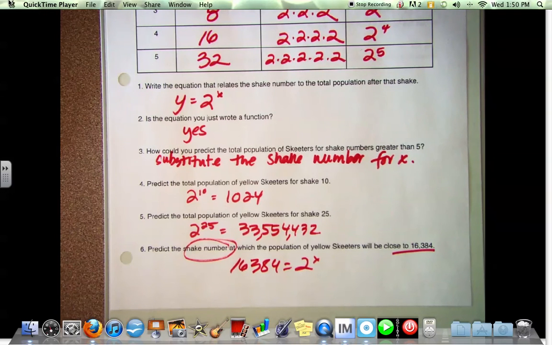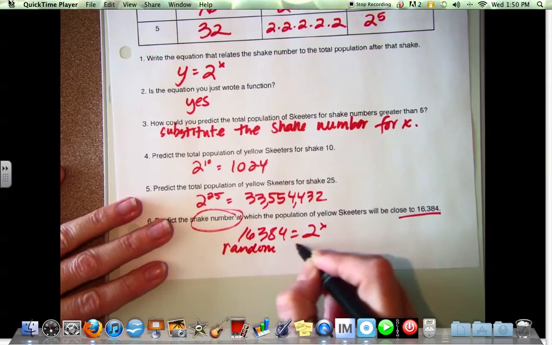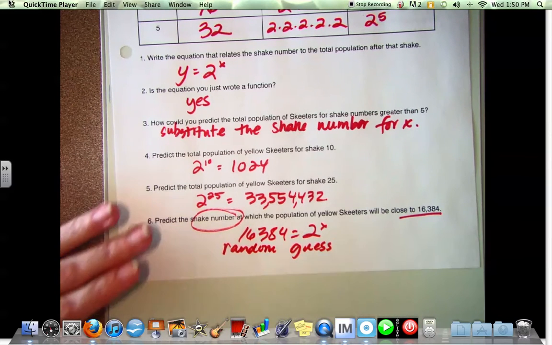Could you solve it? Yeah, maybe. How could you solve this? Do you want to solve the second power? Wouldn't it be over 10? Yep, do a guess and check. Do some random guesses.